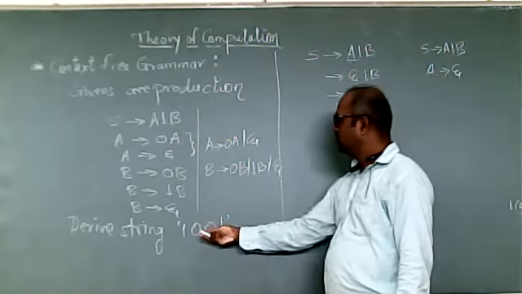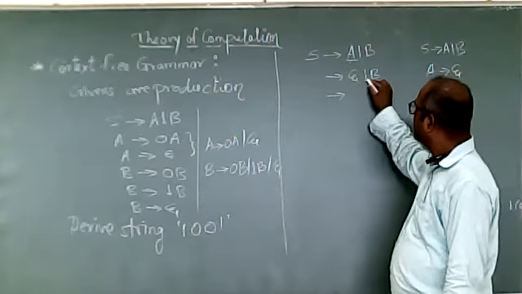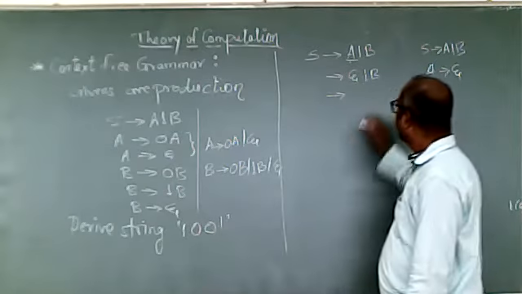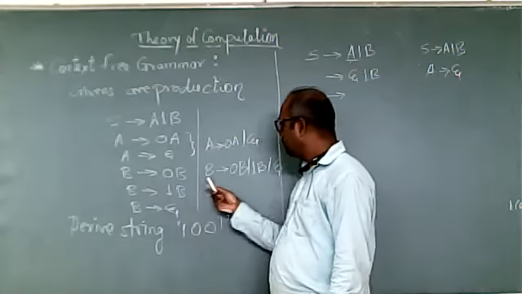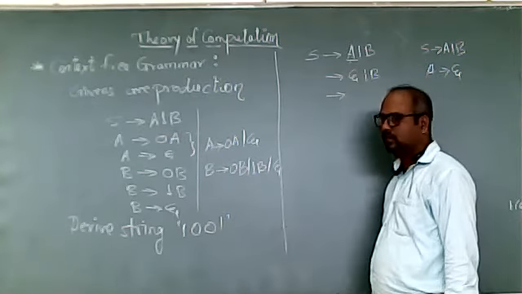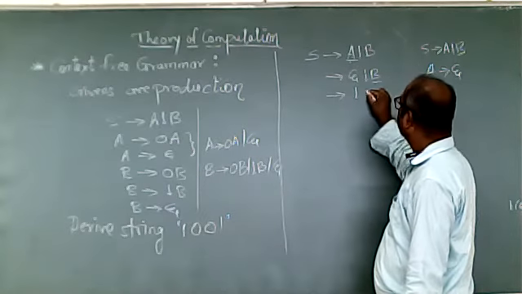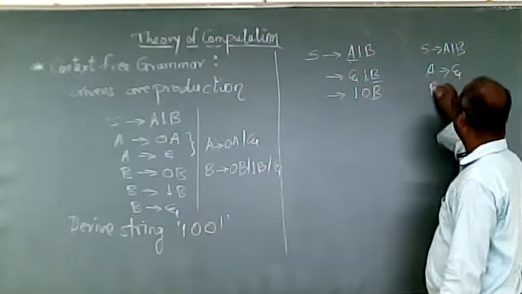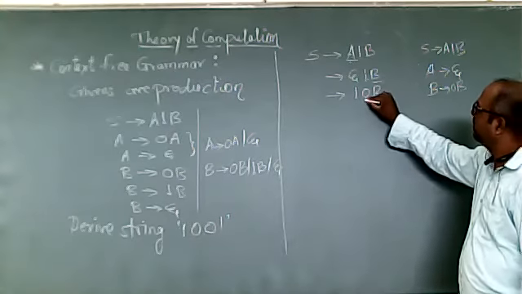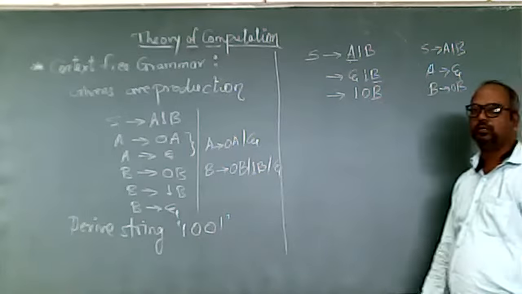Now I want 001. If I'm not writing epsilon, it will be okay. So I'm just writing 1B. Now I want this 001. Can I replace this B with something? B has three productions: B can be replaced by 0B, or by 1B, or by epsilon. Now I want this string to be generated, so I will use 0B, where B produces 0B. Instead of B I have written this 0B.